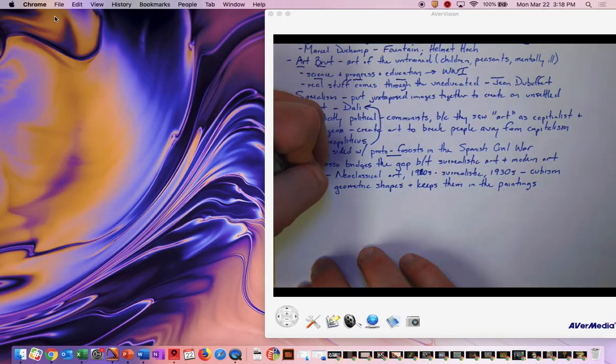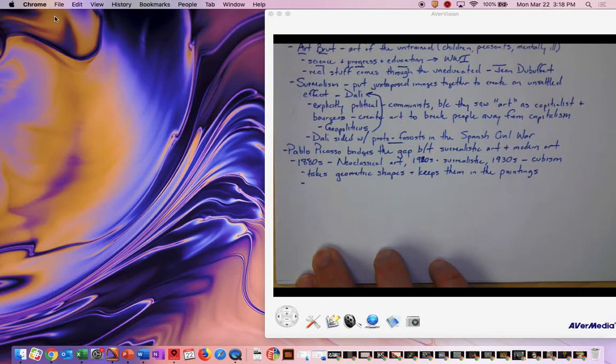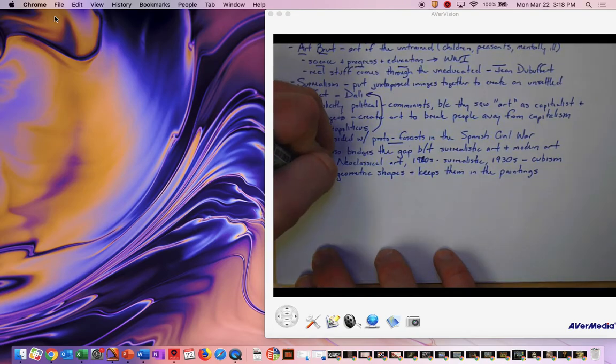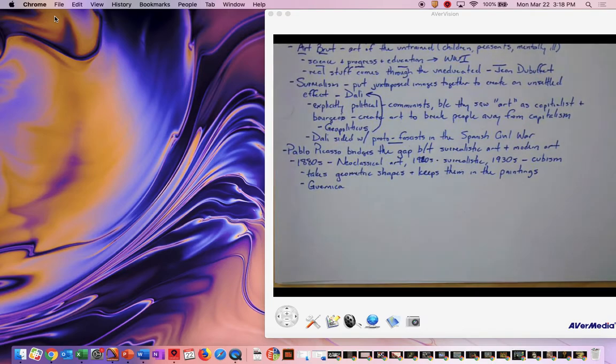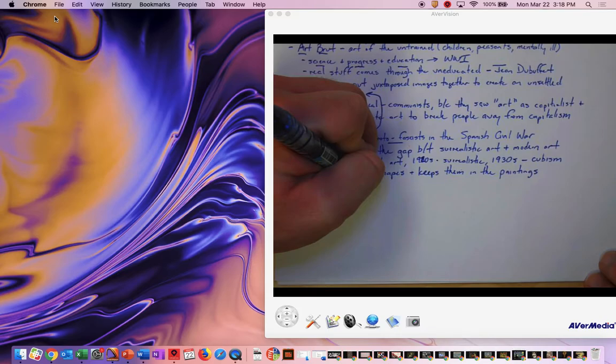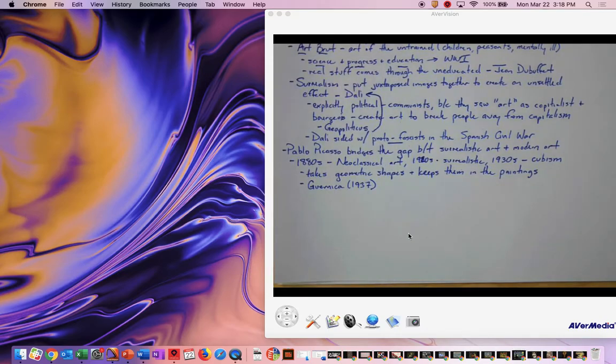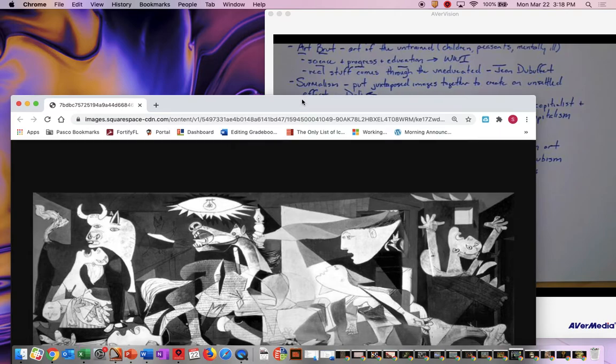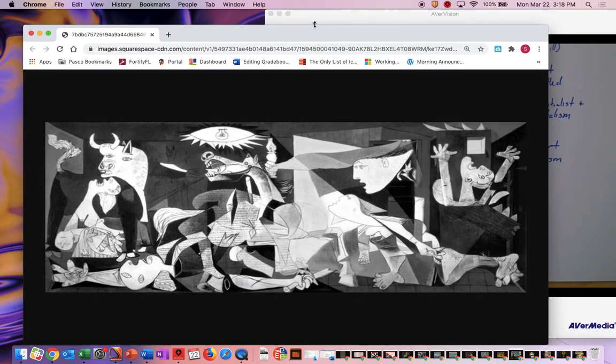So the most famous of the Picassos, and maybe the most famous painting of the 20th century, is Guernica. So Guernica was painted in 1937, and here it is. So this is Picasso's masterpiece, and it's meant to be unsettling. So it's got some surrealist qualities to it. It's also got cubist qualities to it, and a lot of these figures are just geometric shapes.